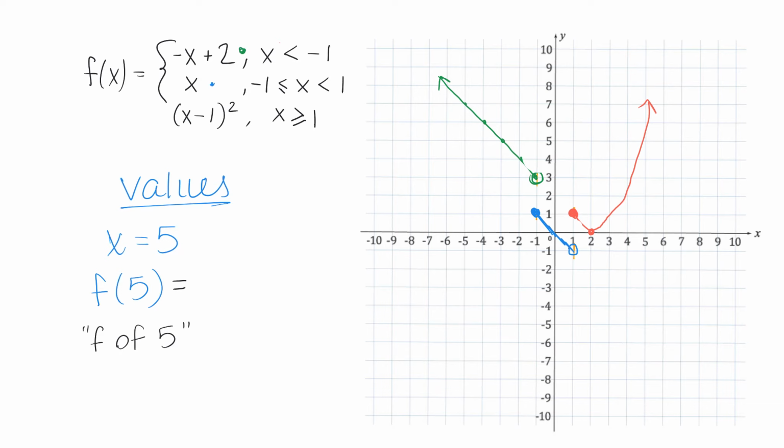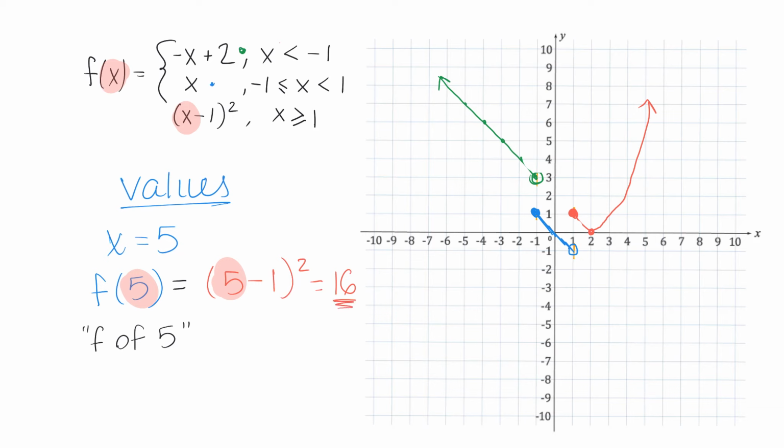So I'm going to say 5 minus 1 squared. Because remember, I'm replacing my x with the 5, right? So 5 minus 1 is 4. 4 squared is 16. Wow, I should really work on my graphing. Okay.